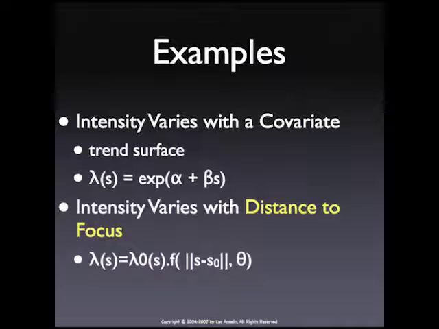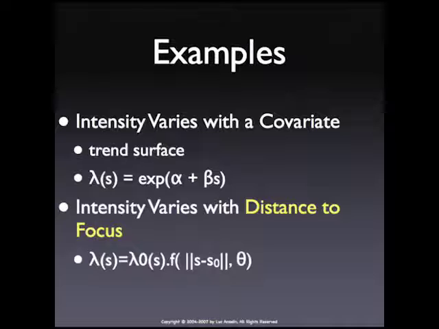Say it follows a trend surface or some kind of exponential thing. So you plug in the parameters. Of course, in practice, we'd be interested in estimating these alpha and beta. But let's say you plug them in. This gives you the variability of the intensity. And that then will generate the point patterns that will show a clustered pattern.